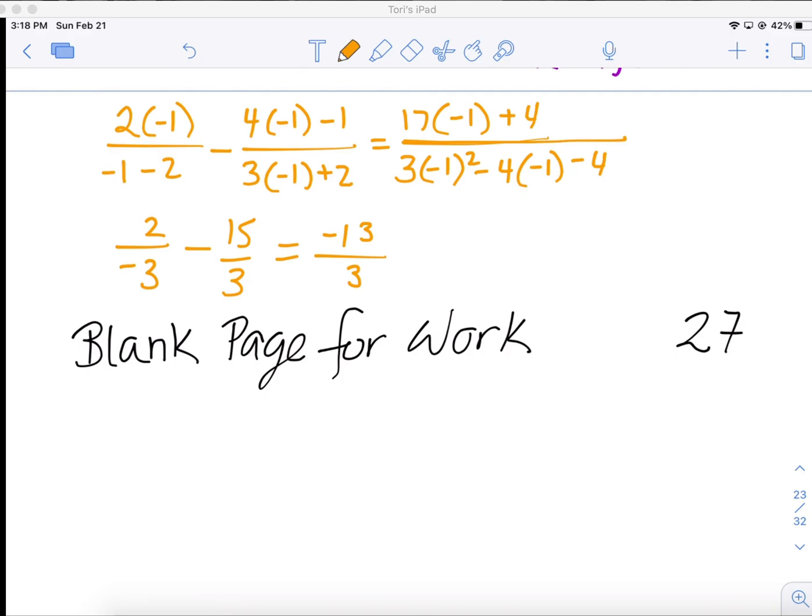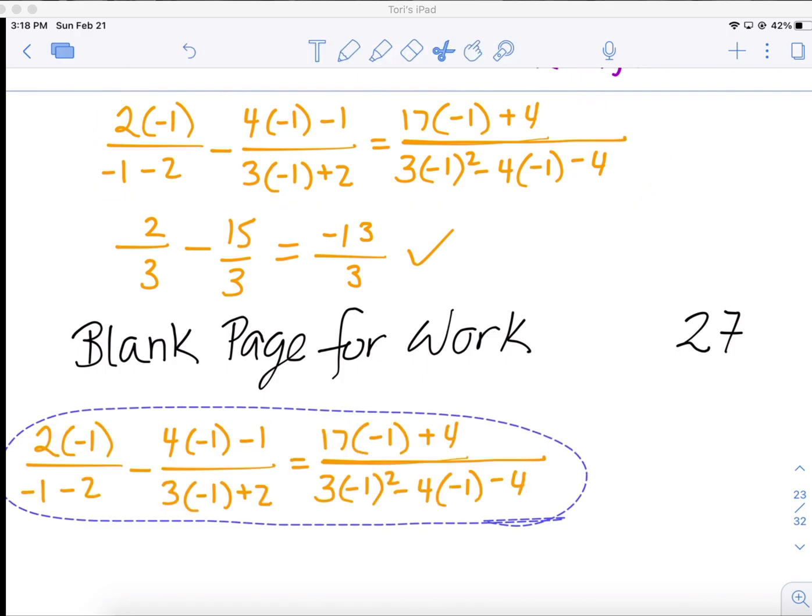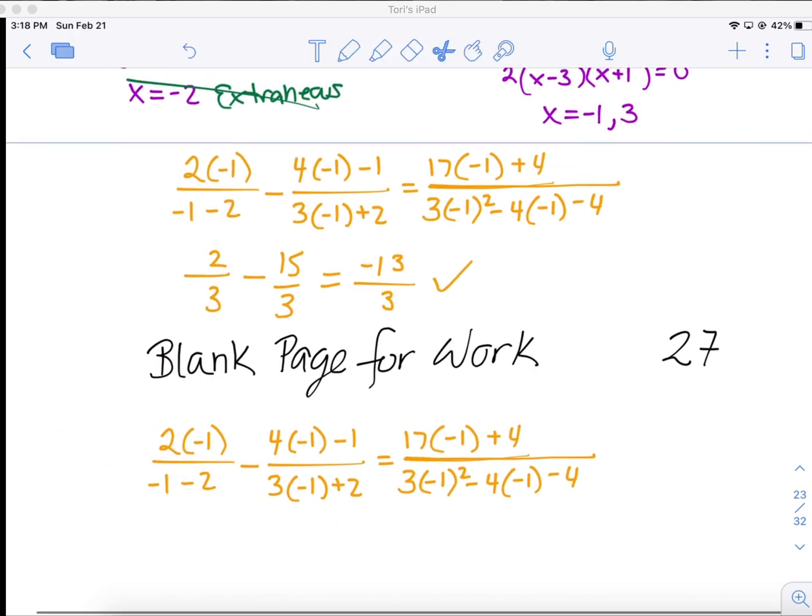So if this is already negative, make sure I'm not crazy on that. Oops, nope, I lied. We already got rid of that negative, sorry. All right, so 2 thirds minus 15 thirds makes negative 13 thirds. Yes, I agree with that. I have the added benefit where I can copy this and paste it again. This time I'm going to change all those negative 1s to a positive 3.